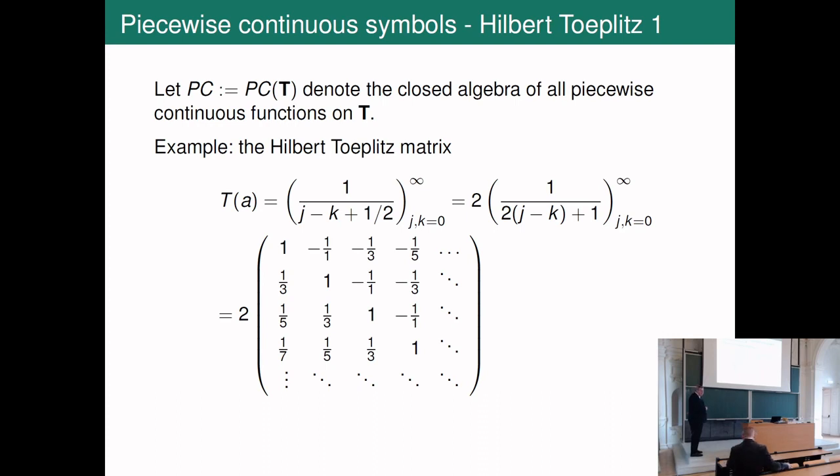This was for continuous functions, but the most interesting functions are piecewise continuous. So let us denote by PC the closed algebra of all piecewise continuous functions, and the example is the Hilbert-Toeplitz matrix. This is a famous Toeplitz matrix, but there is also a Hilbert-Hankel matrix, where a plus sign stands. So the Hilbert-Toeplitz matrix is defined in this way. We can rewrite this in this form. So here you see the matrix written out once, with minus signs, and the same entries here, but with plus signs.